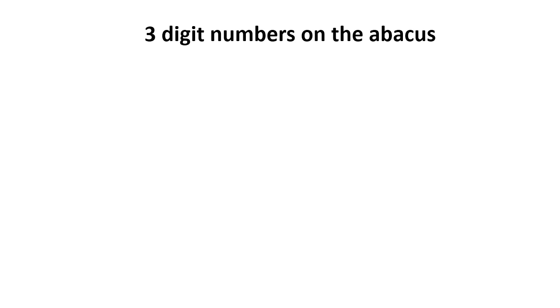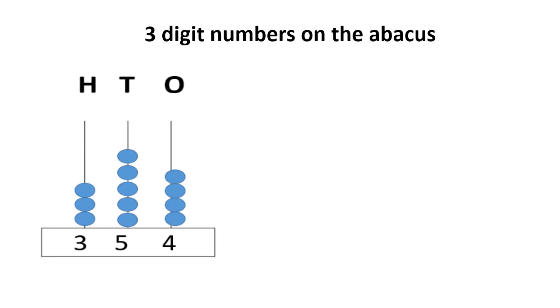3-digit numbers on abacus. We will learn about 3-digit numbers on abacus. See, here at ones place 4 beats are there, so I have written here 4. At tens place there are 5 beats, and at 100 place there are 3 beats. So how can we read it? What is the number name of this? 354. Ma'am told you earlier that the number of ones and tens is spoken together and written together. So what is the number name of this?